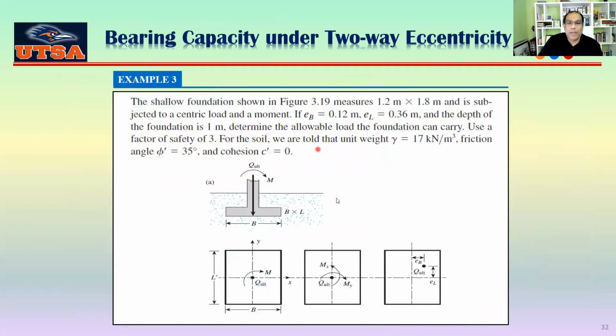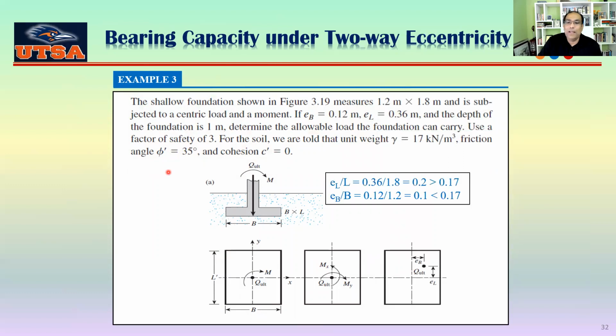So there is an example here. You can see this one is saying that B by L is 1.2 and 1.8 meter. Here EB equal to 0.12 meter and EL equal to 0.36 meter. So what you have to do first is just find out your EB by B and EL by L. So you can see your EL by L equals 0.36 divided by 1.8. That's actually 0.2, which is greater than 0.17.